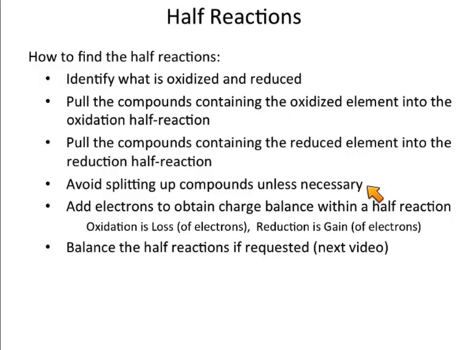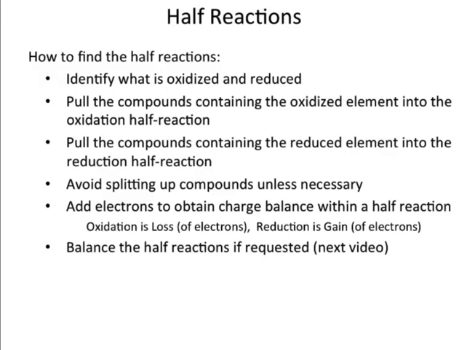We had to do this in the previous example because in the product, the magnesium oxide, one part of it was oxidized, one part was reduced, and so we need to throw those into separate half reactions. But if you can, leave the compounds together within one half reaction.